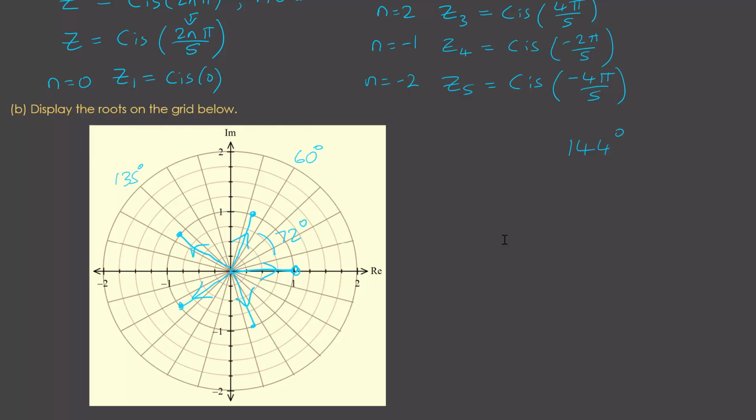It should be clear that the sum of these would be 0 just by looking at them as vectors. So the sum of all the roots would be 0.